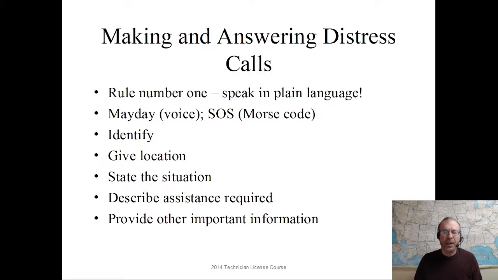If you are in an emergency situation, take just a few seconds to figure out, hey, where am I? How do I describe my location? So a street name, a number of a house, that gives the number of the block that you're in. You're on the west side of the street. State the situation, describe the assistance required, and provide other important information, such as if there are injuries, if there's a fire, if other emergency personnel are available or have arrived at the scene.